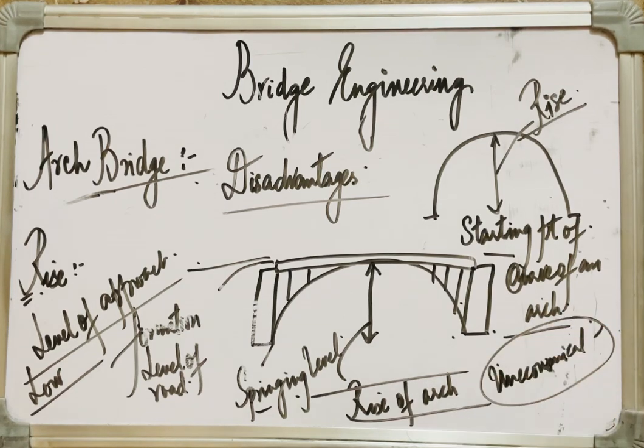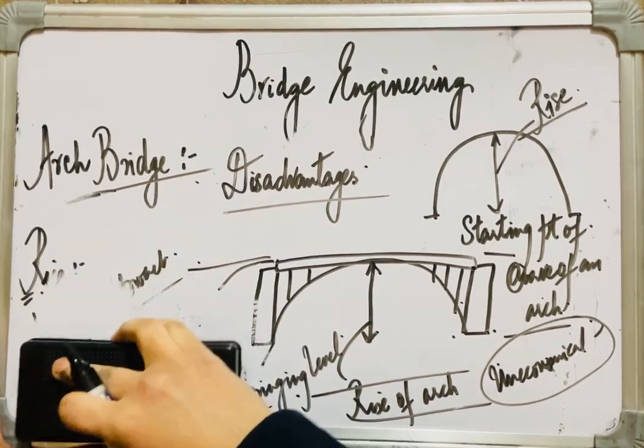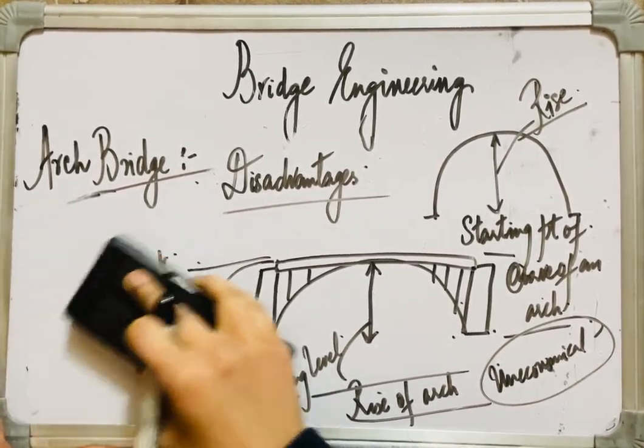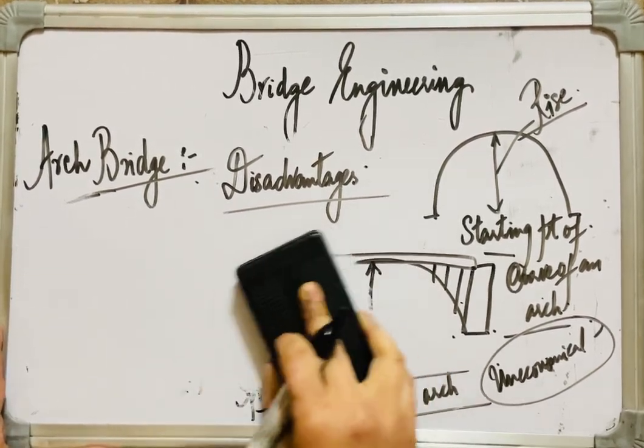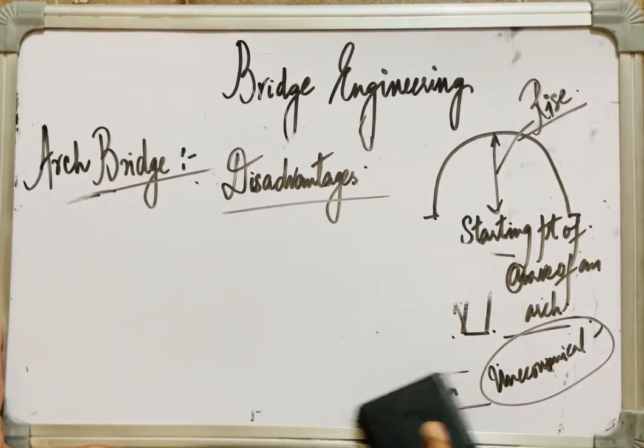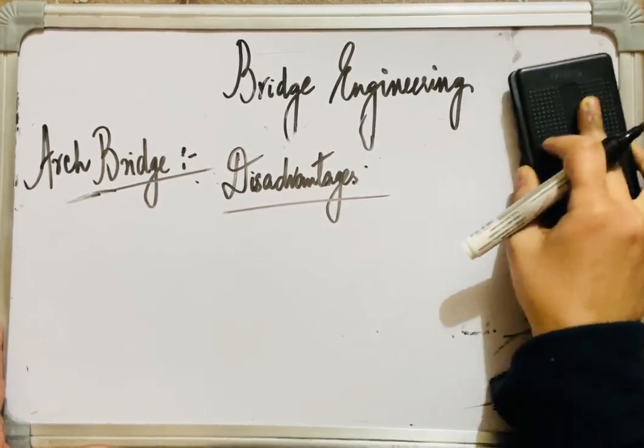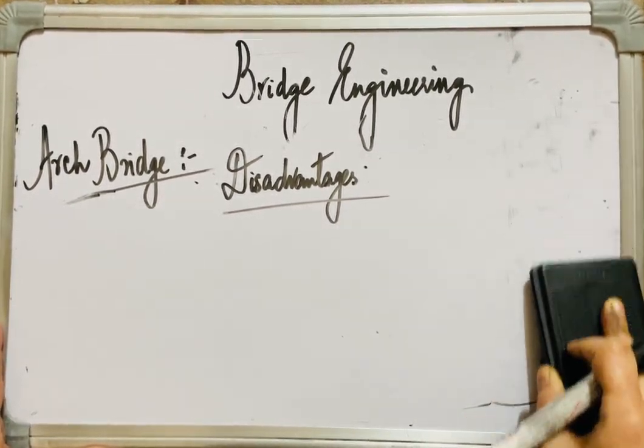All right, in those particular situations where the level of the approach is low and we need to accommodate the rise of the arch between the springing level of the arch and the formation level of the road, these arch bridges become quite uneconomic, because it's quite evident that in any case we have to accommodate the rise of the arch between the springing level of the arch and the formation level of the road. All right, so this was another disadvantage of these particular bridges.